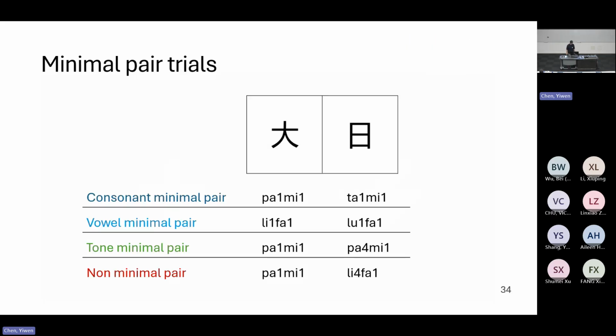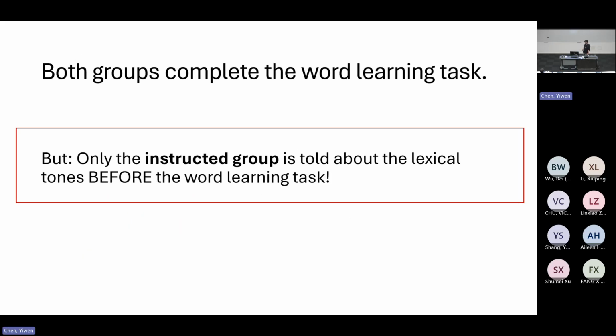So again, they don't get feedback. And again, we have these types of trials, the consonant minimal pairs, vowel minimal pairs, tone minimal pairs, and the non-minimal pair trials as well. So both groups complete the word learning task that I just showed you.